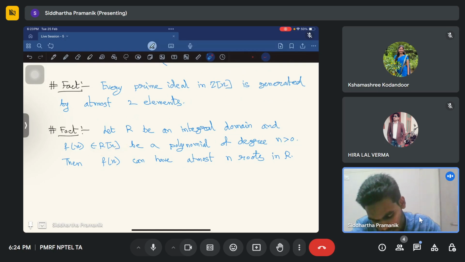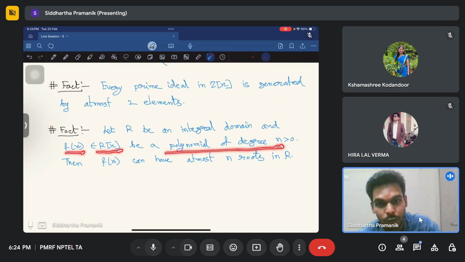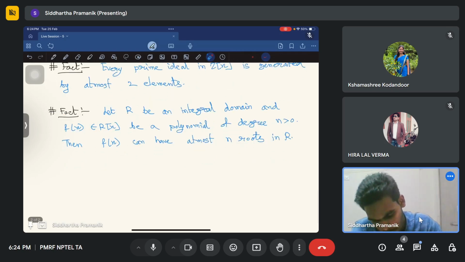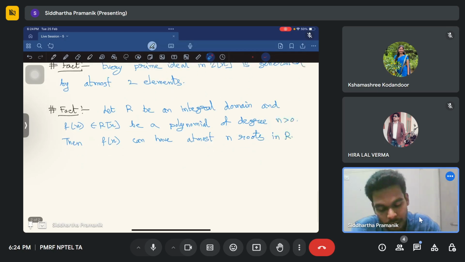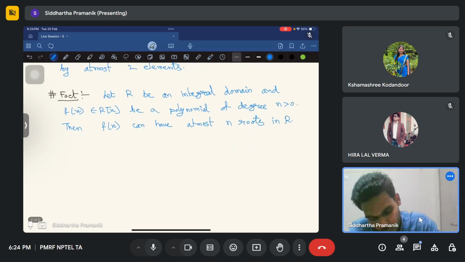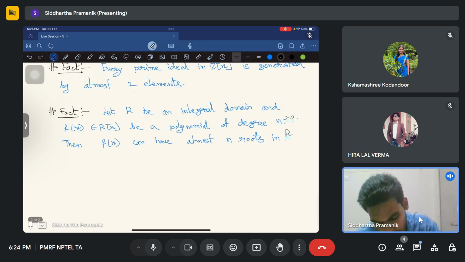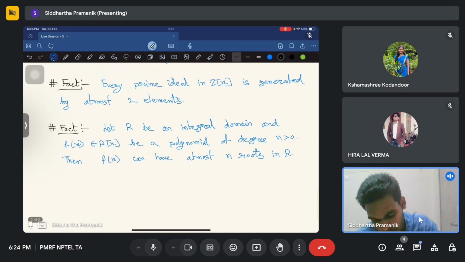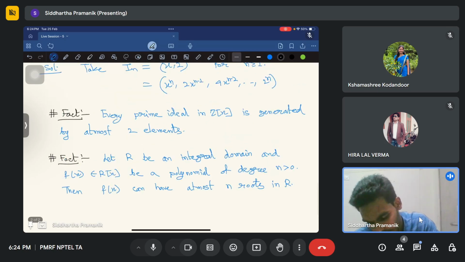So where the base ring R is an integral domain. So if you take a polynomial ring over an integral domain, and if you take a polynomial of degree n, let's say f(x), then that polynomial can have at most n roots in R. Okay, so this is a well-known result. So you should know this. The proof is also not difficult, but I don't want to go for the proof. You will find this proof in any standard text.